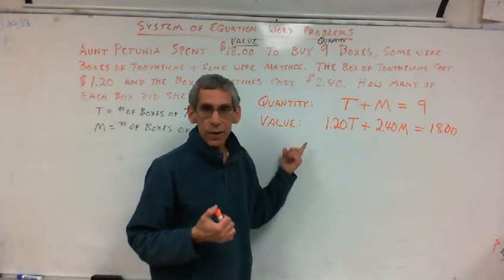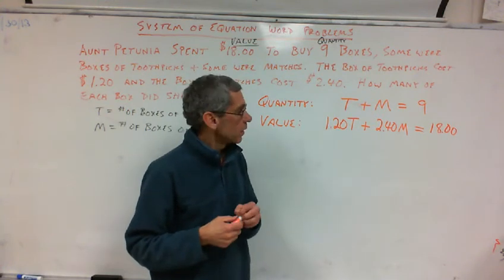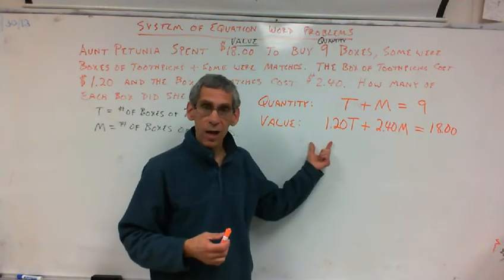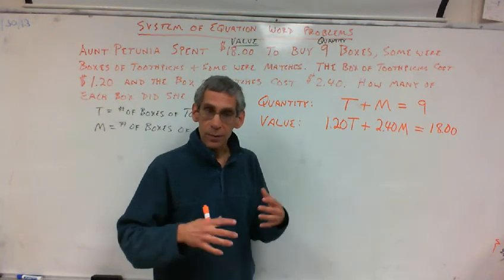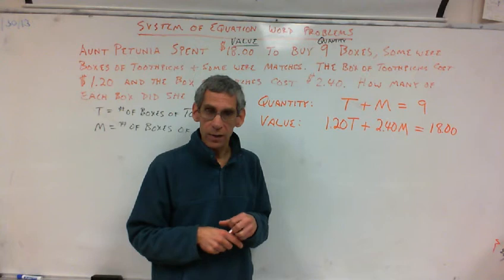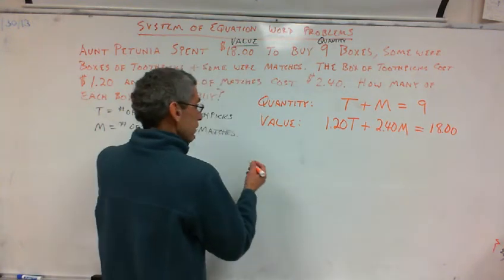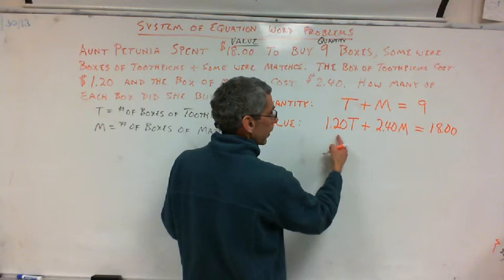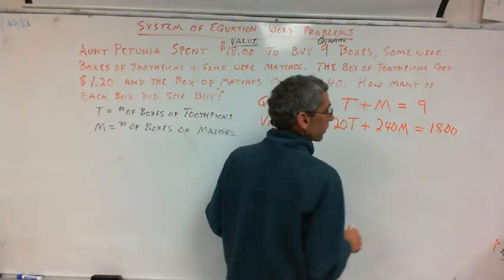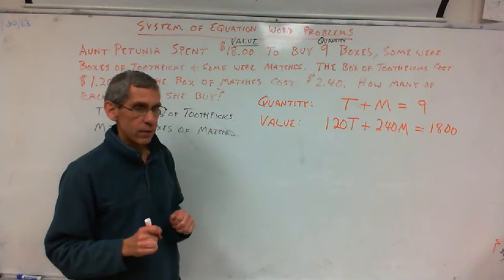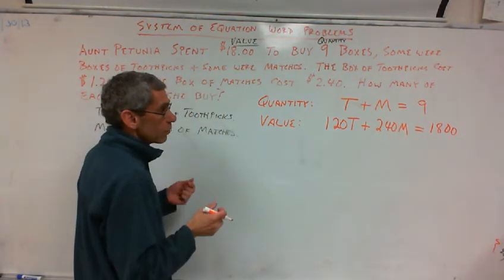So now we have two equations. And now we have a choice here. A lot of times when you have dollars and cents, it's easier to just change it all to cents and then put it back into dollars at the end, right? Because then you don't have to deal with all these decimals. So why don't we do that? So we're going to change this one to 120, 240, and 1800. You all understand how I did that? Right? Okay.